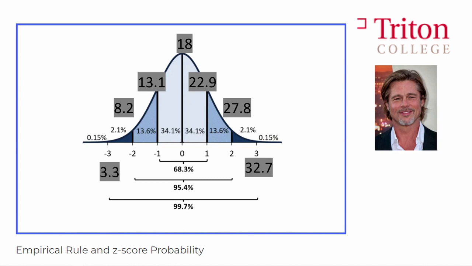And if you look at the bottom number, we have 99.7. The empirical rule tells us that 99.7% of our values are going to be between 3.3 minutes and 32.7 minutes. This is the empirical rule. It has to do with distribution. It has to do with central tendency.